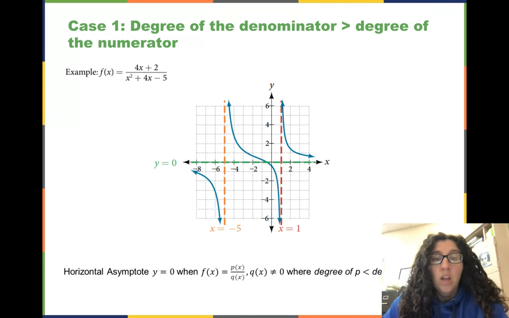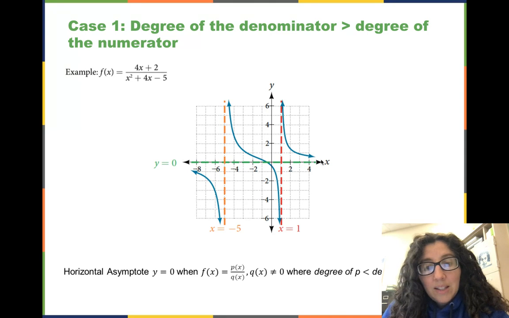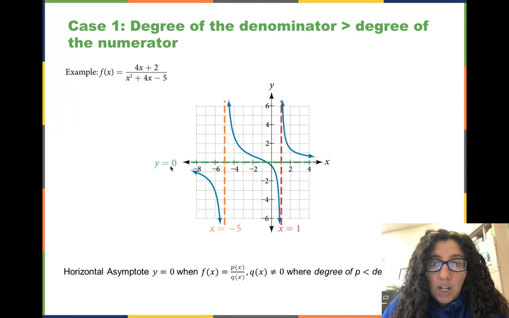Case 1, degree of the denominator is greater than the degree of the numerator. So this is x squared, this is x. That means your horizontal asymptote is at y equals 0 at the x-axis, okay, this green line. So the end behavior, this goes to 0, that goes to 0. As x approaches positive or negative infinity, f of x approaches 0. Okay, so that's the first case.